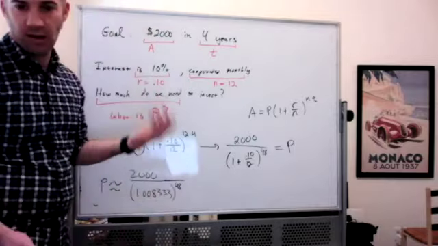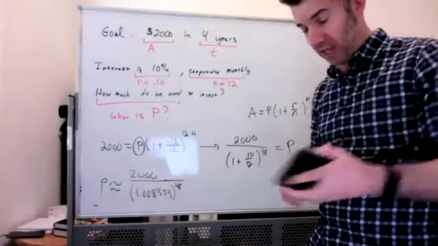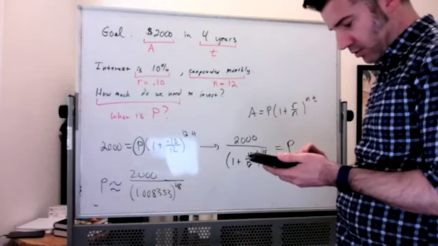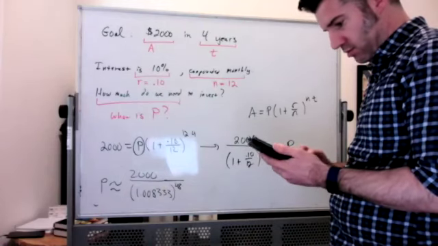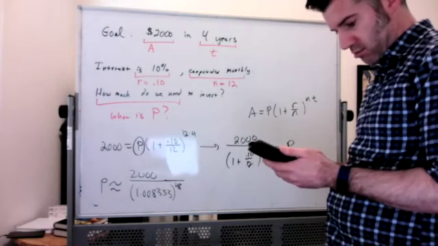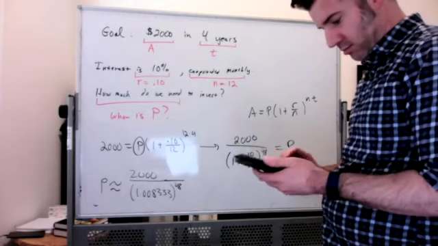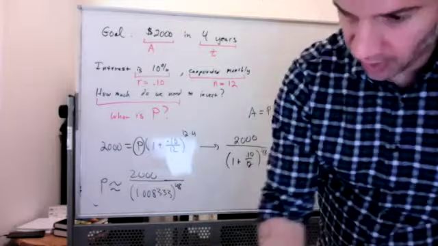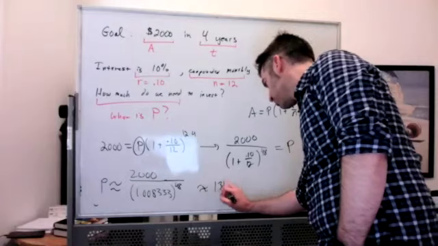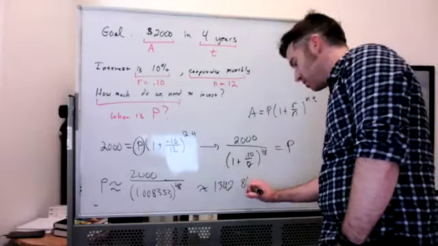So then I would jam it all in, right? I'm just going to say the things, I'm not going to show you every step. I would do 0.1 divided by 12 plus 1, to the 48th power. And then 2,000 divided by that answer. And I would get approximately $1,342 and 86 cents.